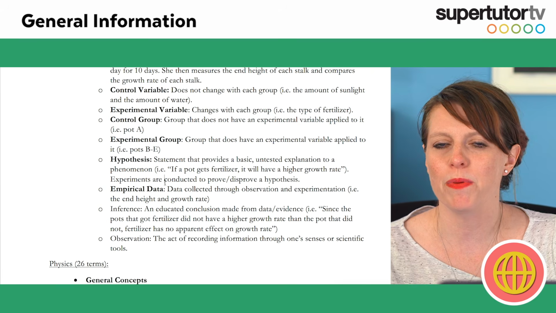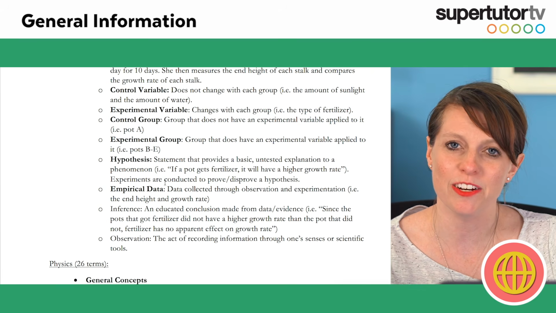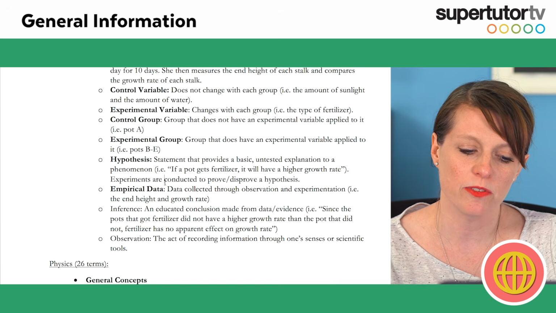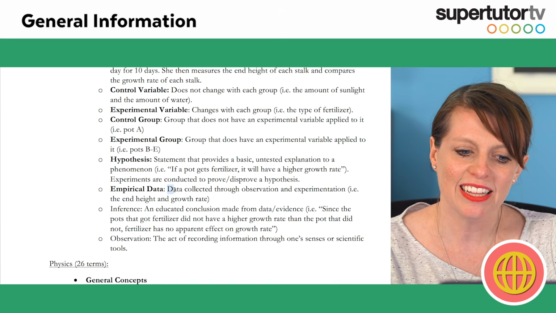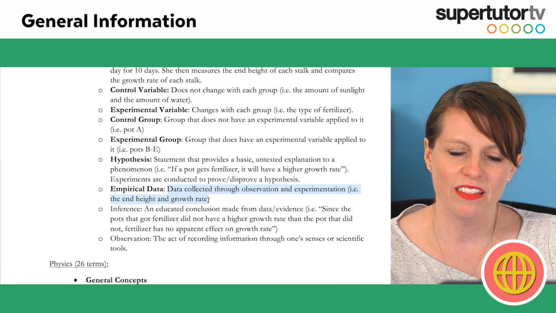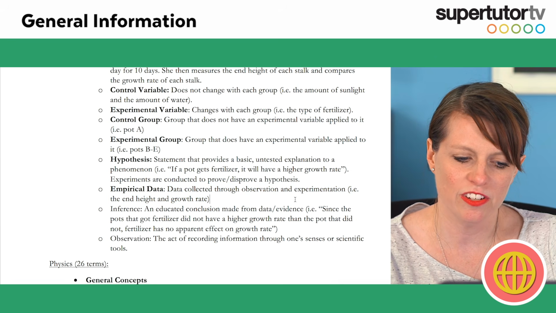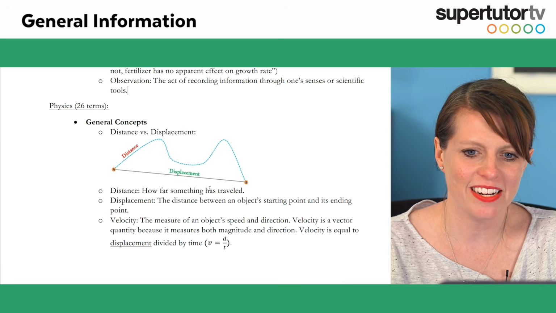Empirical data, let's talk about the word empirical. Empirical just means it's something that can be tested and repeated. So if I do my experiment right, I should be able to repeat it and get the same results. Empirical data is the data that I collect after doing the particular experiment, right? This is what I collect through observation and experimentation. So there you go. Okay, let's get into physics.